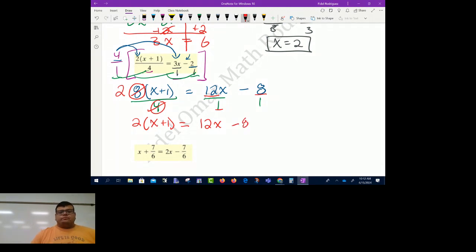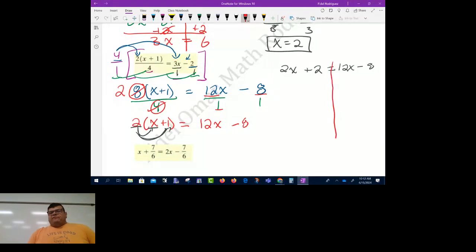Okay. All right, next step, y'all. I want to multiply this 2 times each of those numbers. So 2 times x is a 2x. 2 times 1 is a positive 2 equals 12x minus 8. Okay. Y'all, I'm going to draw my line going down.